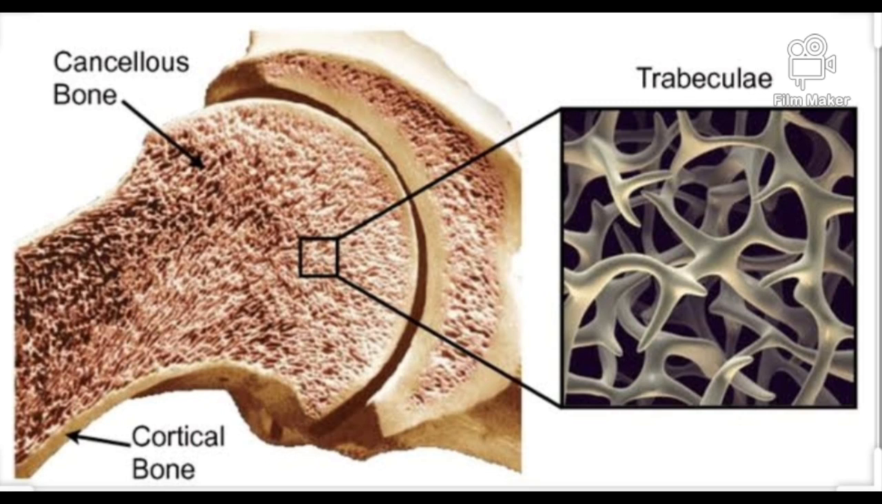Cancellous or spongy or trabecular bone is open in structure and is made up of a meshwork of trabeculae, between which marrow-containing spaces are present. These trabeculae are of three types. Number one is a meshwork of rods and plates, and then a meshwork of plates only.